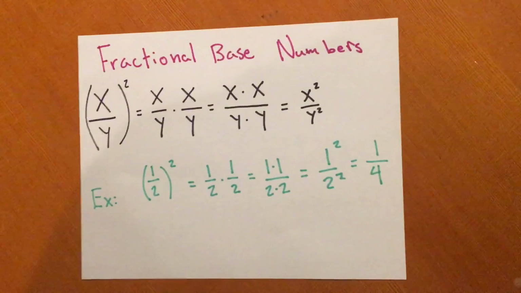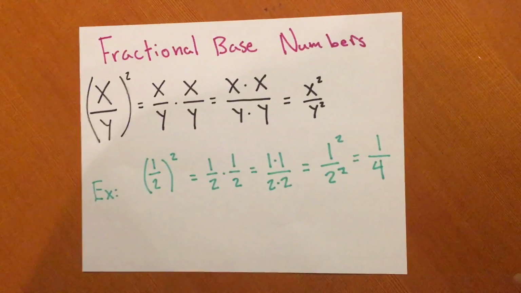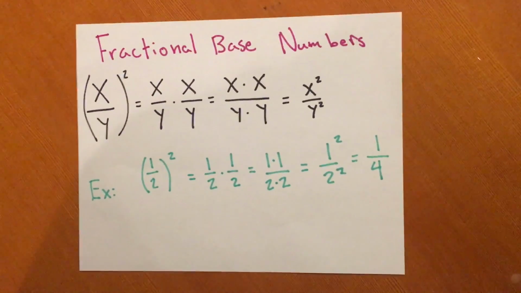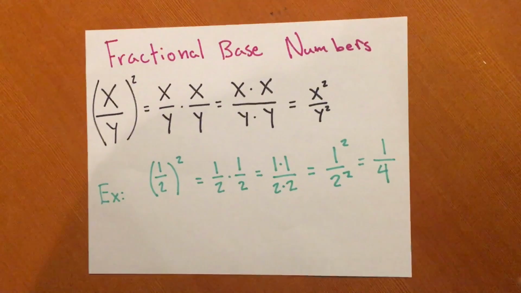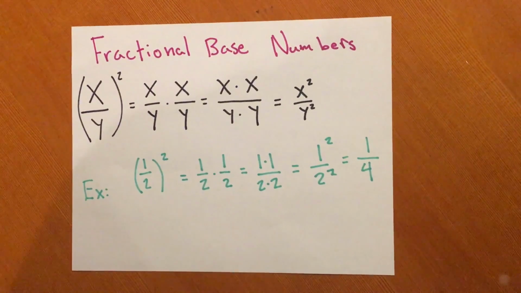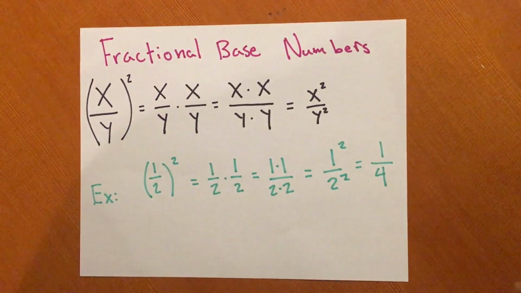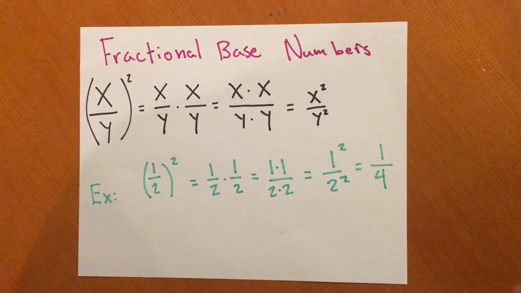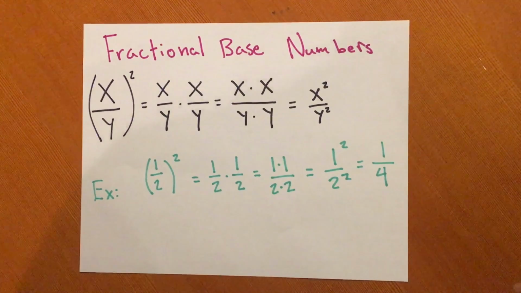Fractional base numbers. When the base number you're dealing with is a fraction, you apply the exponent to both the numerator and denominator. For example, x over y to the second is the same as x over y times x over y, which is the same as x times x over y times y, which equals x to the second over y to the second.